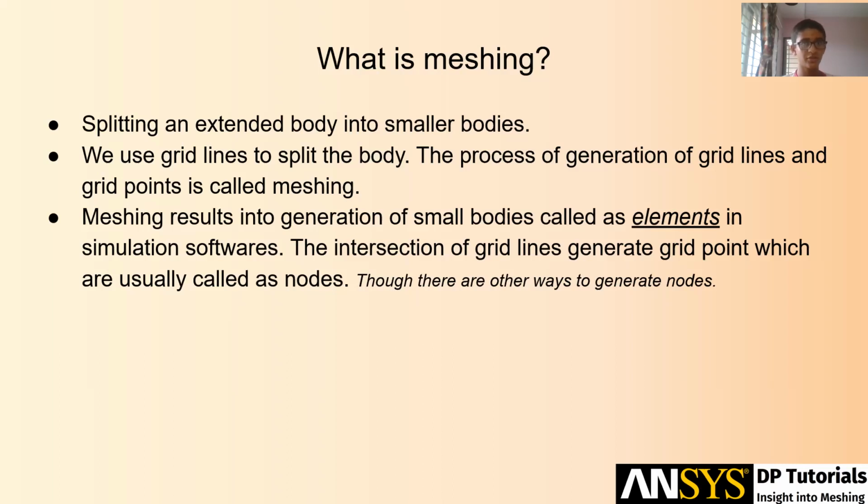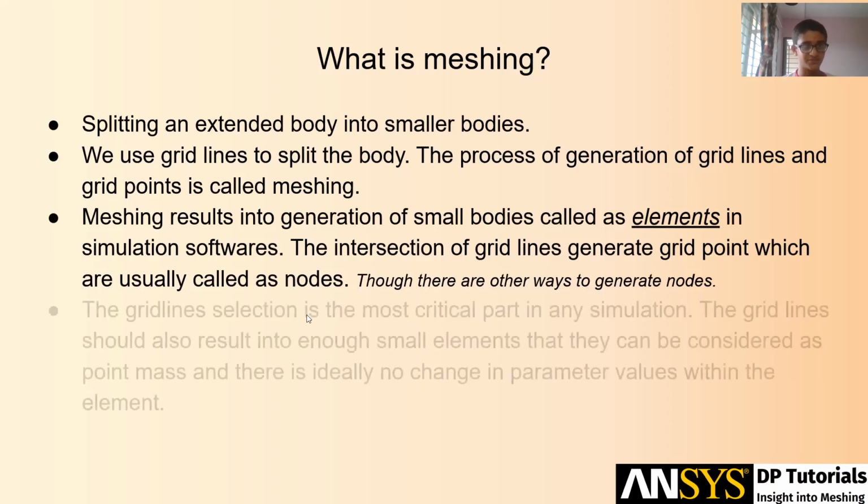We make grid lines, or we draw grid lines. And where do we draw the grid lines? We draw the grid lines on the body. So if I have a watch like this, on the front end I'll make grid lines like this. They may be curved, they may be rectangular, etc. And drawing the grid lines will make the elements and nodes.